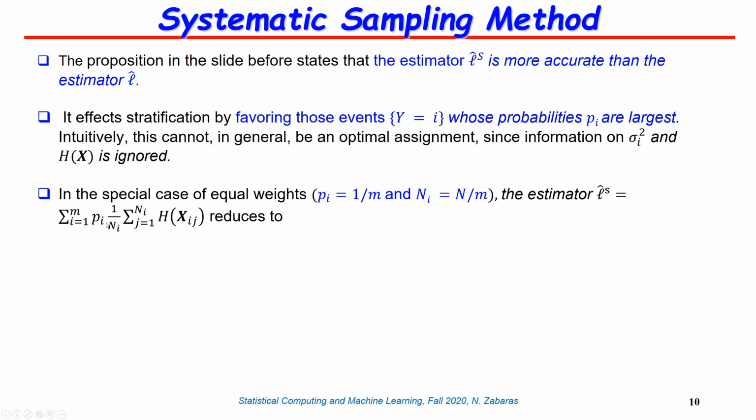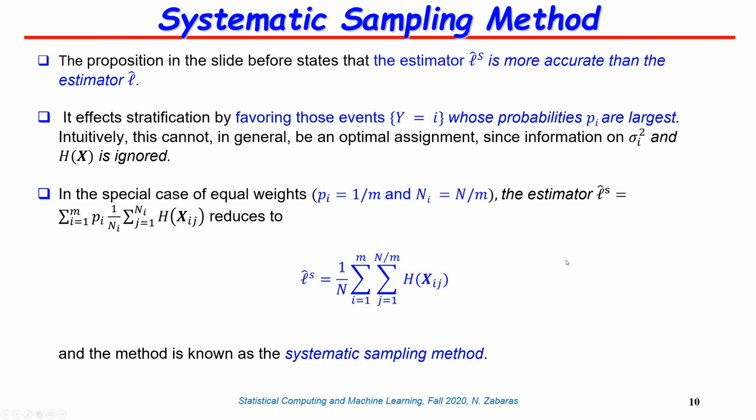In each stratum i, we take n_i samples x_ij, and this is our Monte Carlo estimator. All right, so this is the stratified sampling estimator. If we plug in p_i equal to 1 over m and n_i equal to n over m, this is what we get. That's another stratified sampling estimator, and this particular estimator goes by the name systematic sampling estimator, and the method is also known as the systematic sampling Monte Carlo method.